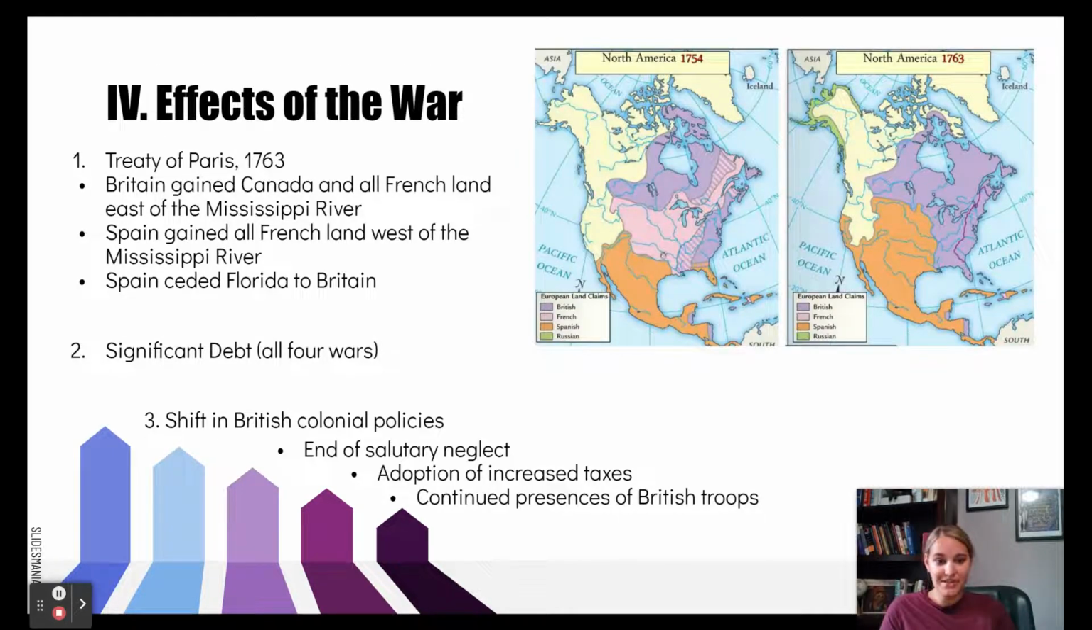So let's get to the effects here. The first effect is going to be our Treaty of Paris, also known as the Peace of Paris, 1763. There are multiple Treaties of Paris that you will need to know for APUS history, so make sure you pay attention to the date on this.